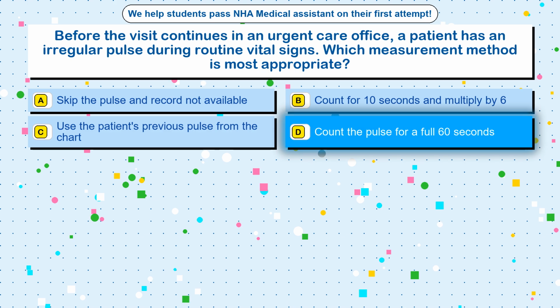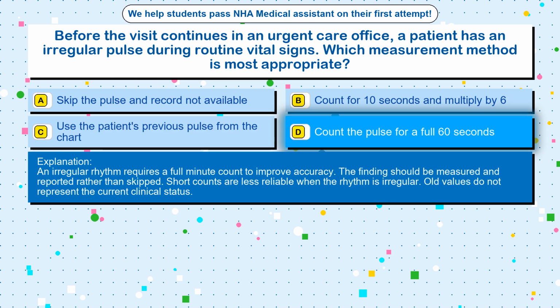Count the pulse for a full 60 seconds. An irregular rhythm requires a full minute count to improve accuracy. The findings should be measured and reported rather than skipped. Short counts are less reliable when the rhythm is irregular. Old values do not represent the current clinical status.